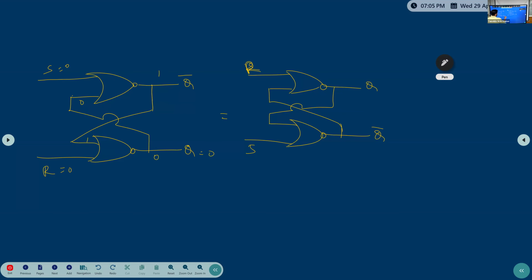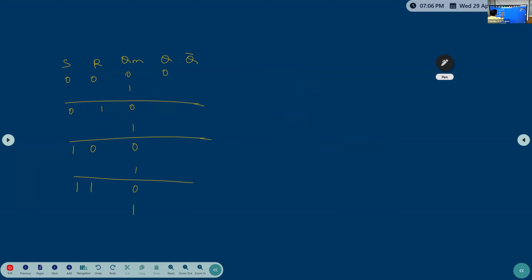So now Q is 1. This 1 will go here. Any one of the input is high, output will be low. This will be 0. The 0 will come here, 0 0, so then output becomes 1. Means if Q is 1, it will be 1 1 0. This is memory state. Memory state.